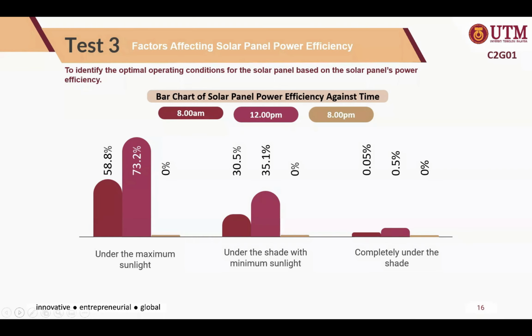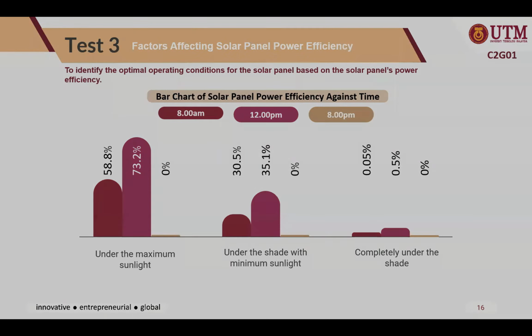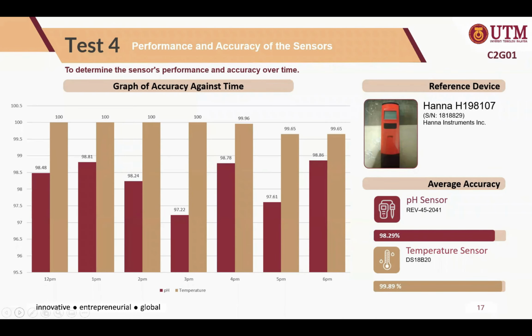The next test: factors affecting the solar panel efficiency. This test is carried out to identify the optimal operating condition for the solar panel based on its power efficiency. The power efficiency of the solar panel was calculated. The result showed that under maximum sunlight at 12 p.m., the efficiency is the highest compared to the other conditions and times.